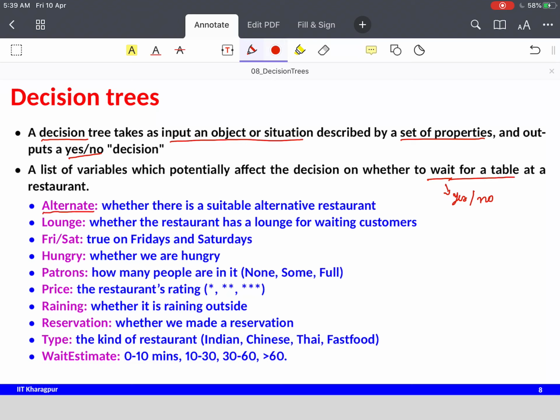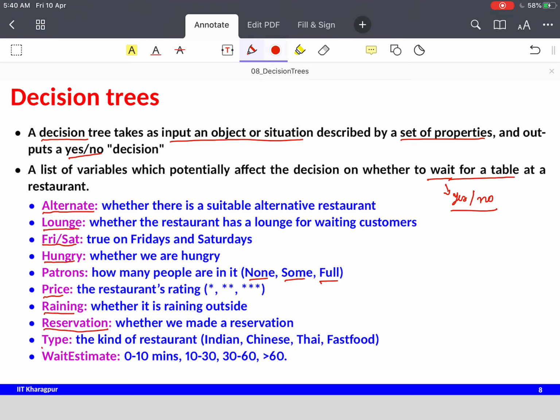So these could be different parameters. If I have a suitable alternative restaurant, then I may not wait, or I can also wait. If the restaurant has a lounge, then I can actually wait, or I may not wait. If it's Friday or Saturday, maybe I can actually wait, or I may not wait, maybe depending on the other parameters also. My outcome of yes or no can also depend on whether I am hungry or not, or how many people are there in the group, whether nobody is here, someone is there, or everybody is here. Also it depends on the price or the restaurant rating.